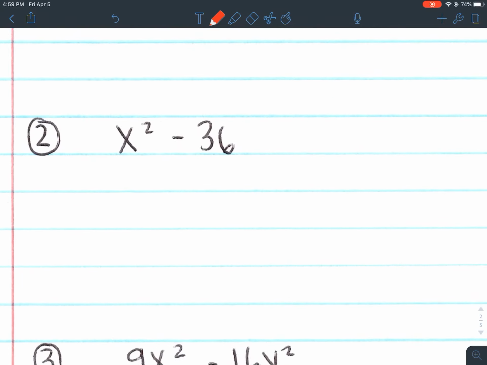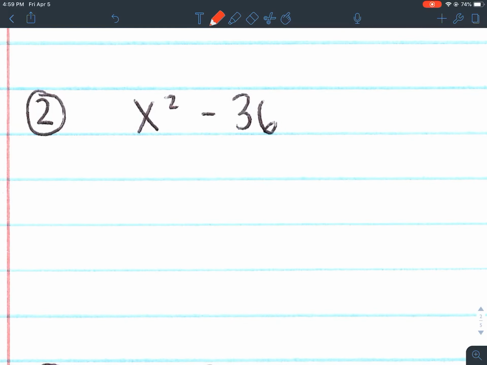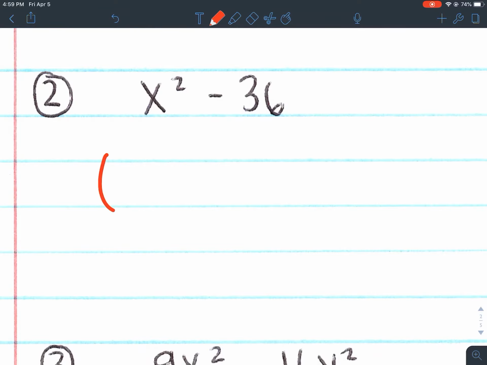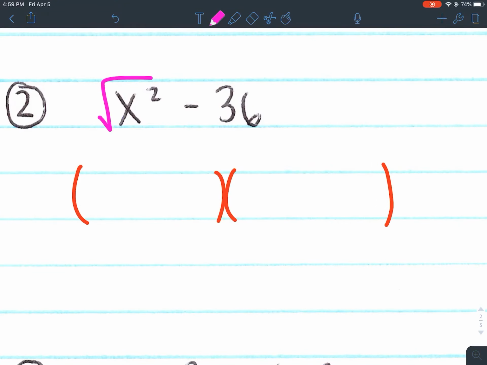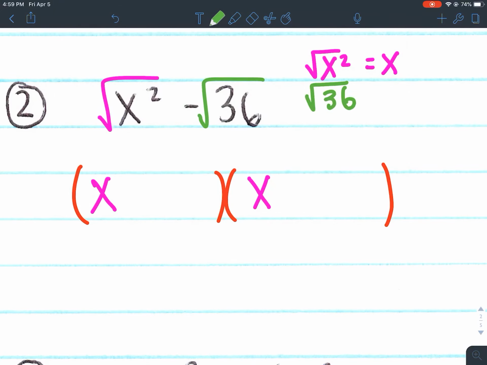Okay? Let's do number 2. You want to check for a difference of squares. Can you do it? Binomial? Yep. Minus sign in the middle? Yep. Everything's a perfect square? Yes. So you can go ahead and start 2 sets of parentheses. You're going to square root the first term, which is x squared. That gives me x in the front. Okay, the second term is a 36. Square root of that is 6.